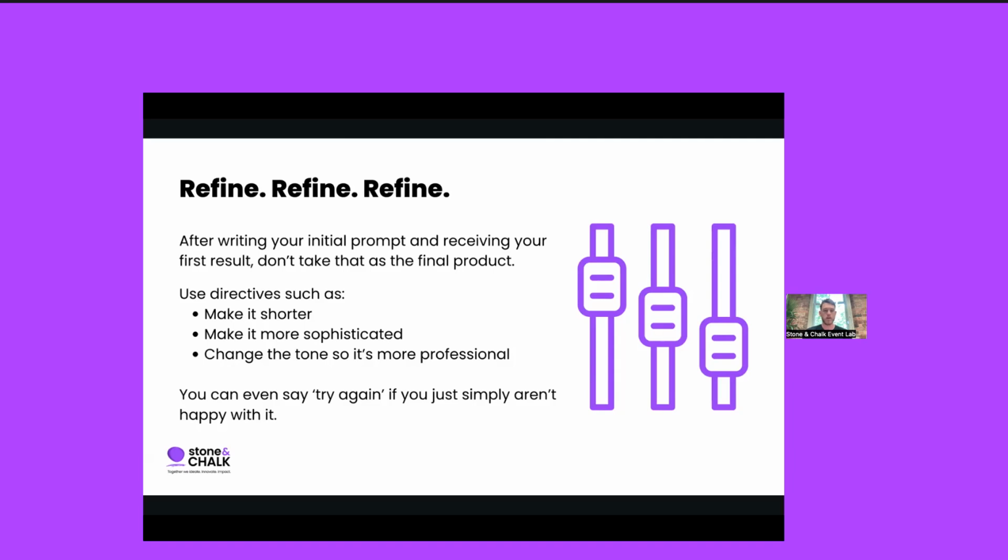Also, legal and ethical considerations. When using AI-generated content, be aware of legal and ethical considerations. Ensure that the content doesn't infringe on copyrights, trademarks, or any other intellectual property rights. Also, be transparent about the fact that certain content is generated by AI, especially in customer interactions.